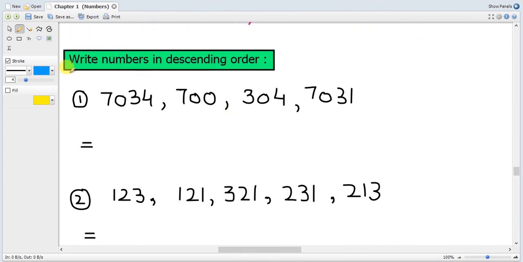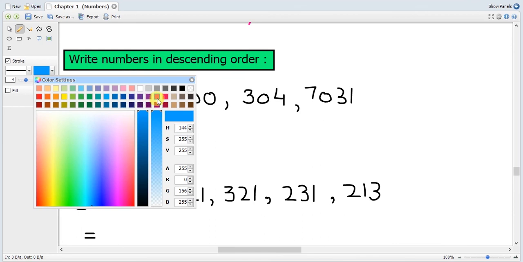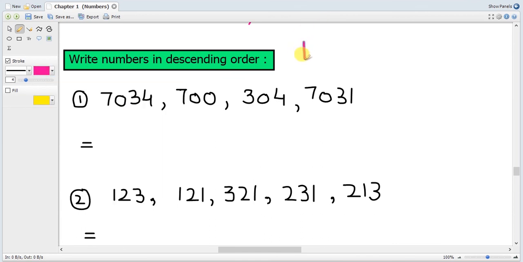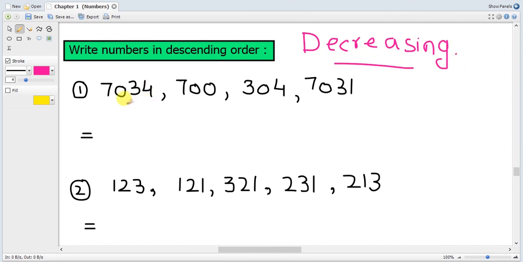The next, write numbers in descending order. Descending means we have to write the numbers in a decreasing order, right? Start with the biggest number, gradually move on to the smaller numbers, and end our question with the smallest number, right? So now what is the biggest number?